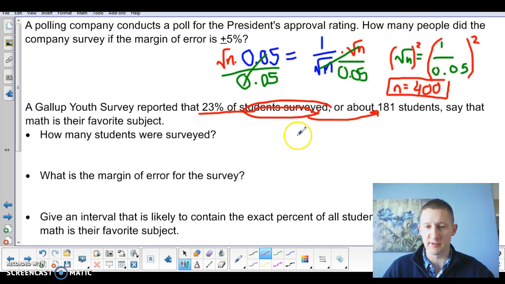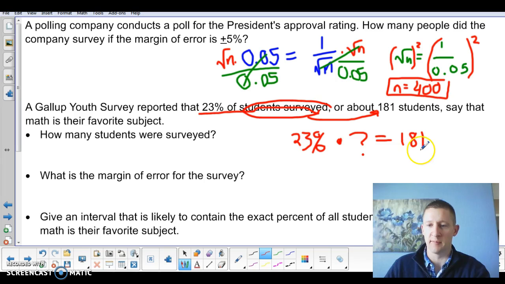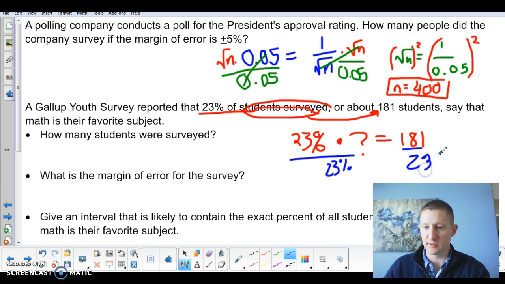So what I'm trying to figure out now is I'm going to use what I like to think of as the percent equation. 23% of, meaning multiply, what number is 181? When I think about, well, how do I solve this equation? 23% of some number is 181. To solve for that number, I can put an X there, a box there, whatever. I just happen to put a question mark. I'm going to divide by 23% to solve for that particular number. Now, when I do that, again, we don't use percents in equations. We change things to decimals.